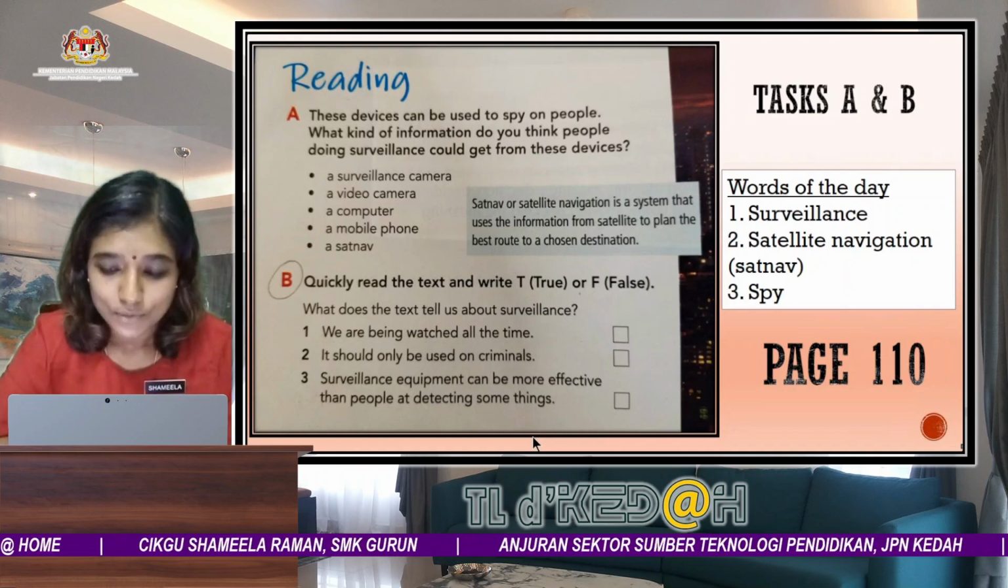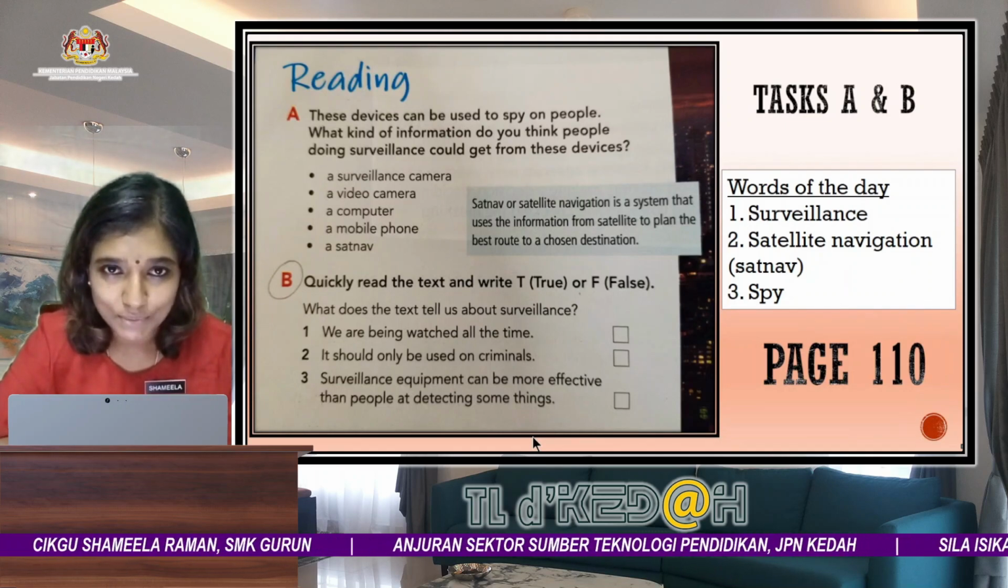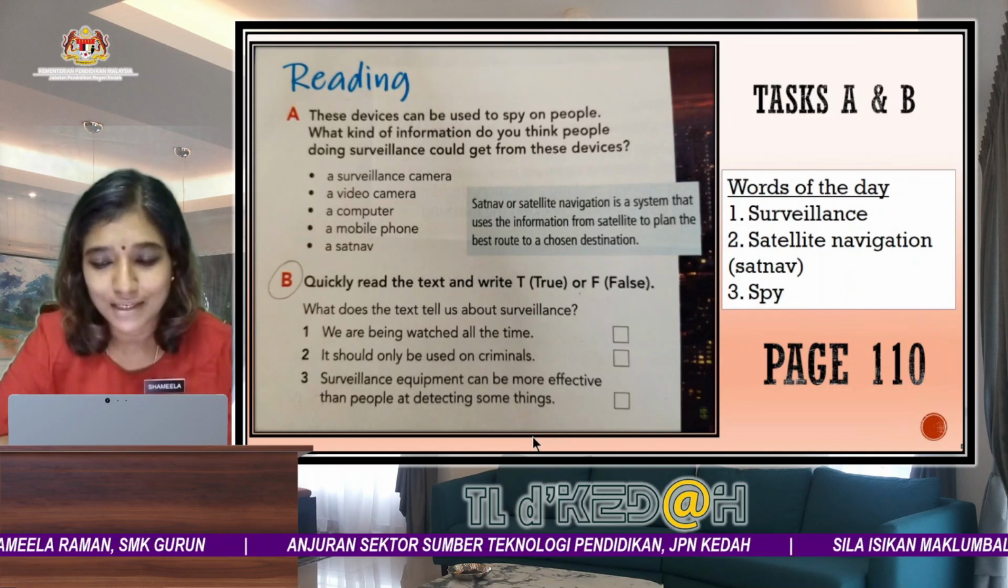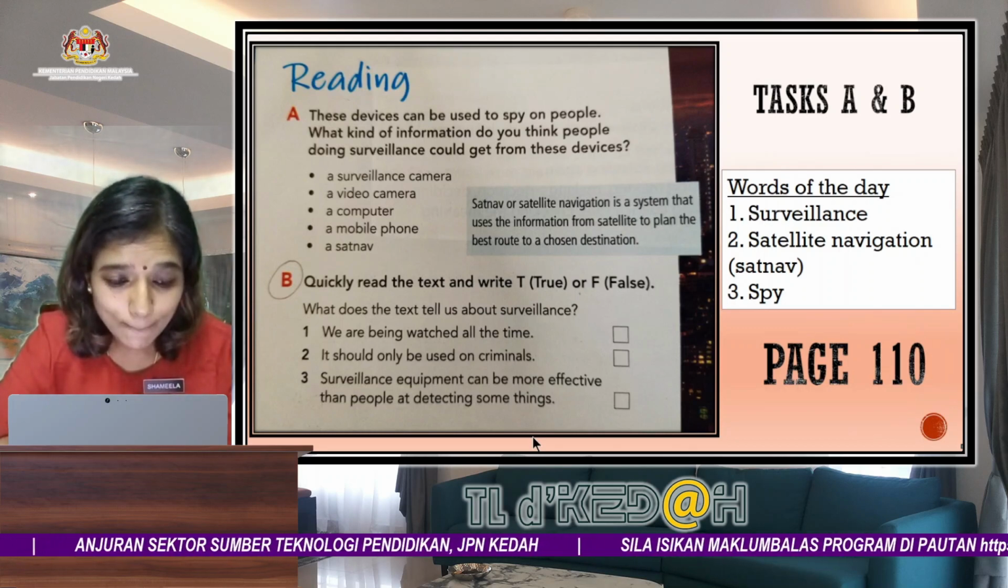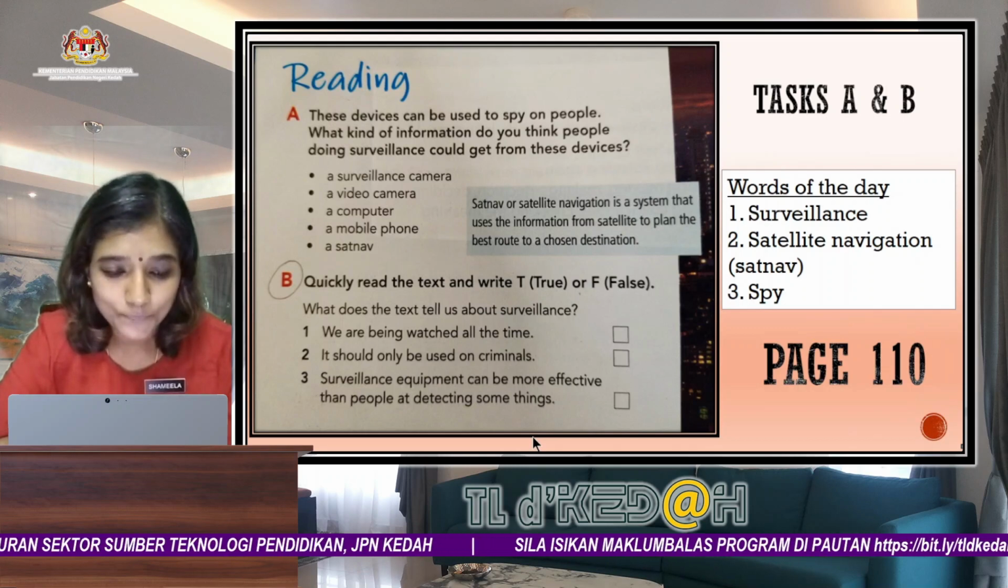Okay, so page 110, 110 please. And we are looking at task A and B first before we go for the reading, yeah? Okay, look at task A.